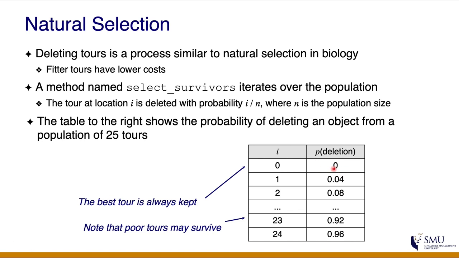And for the rest, it is going to be this I value divided by n, right? So even the worst performing solution, which is the 25th solution, the I value will be 24. So 24 divided by 25 is not actually 100%. So even the worst possible solution, you still have a chance of survival. It's just that your chance of surviving is much, much lower than the better performing ones, right?